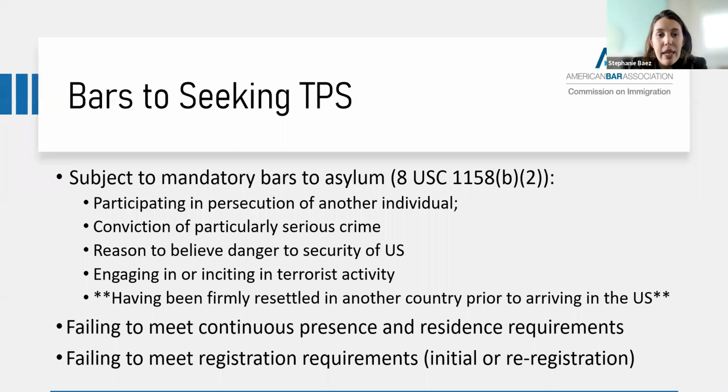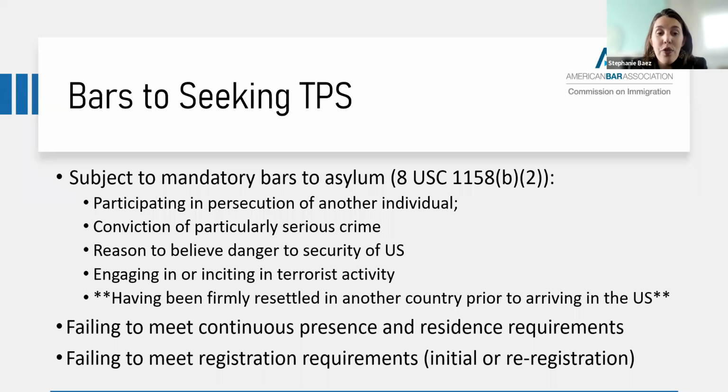Other bars to seeking TPS include the mandatory bars to asylum. So the statute is cited here, and you can review what the bars to asylum are, and those same things apply to TPS. The one that I want to highlight here is if someone's been firmly resettled in another country prior to arriving in the United States. That is a bar to asylum, and it also can be a bar to TPS, and we're going to spend a good portion of today's conversation talking about that potential bar and how to get around it.